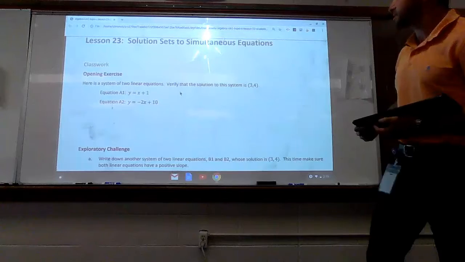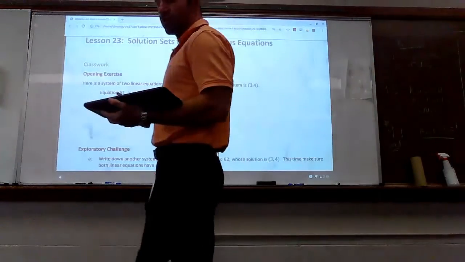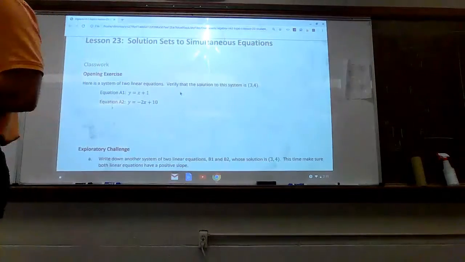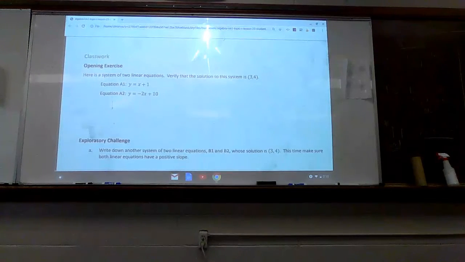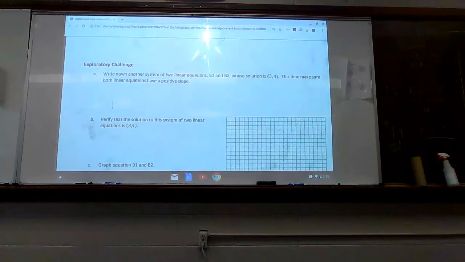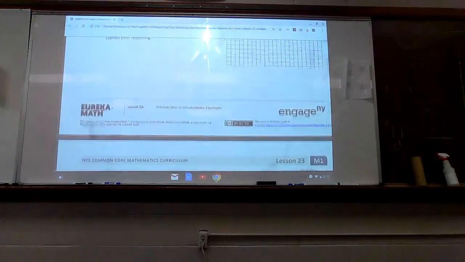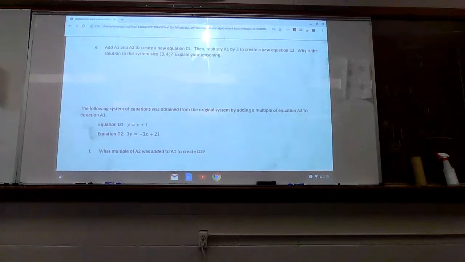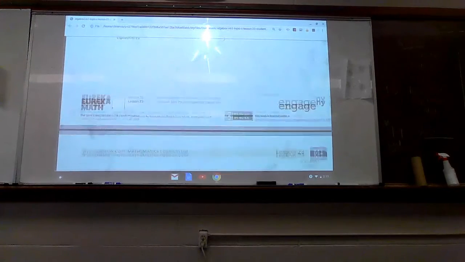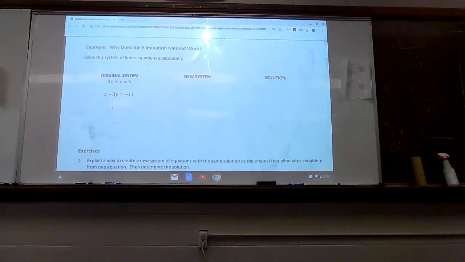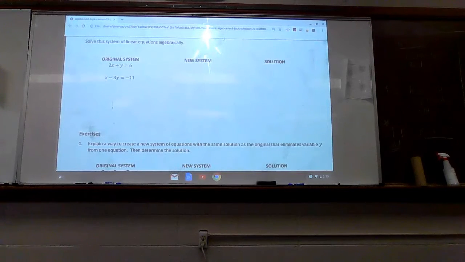So solution sets to simultaneous equations. We've kind of already done this. Today, what we're going to work on is solving systems using the elimination method. Again, these are all things that you should have learned in 8th grade, so you have to go back to those videos that I posted to watch them. But I'm going to mostly talk about how we eliminate.